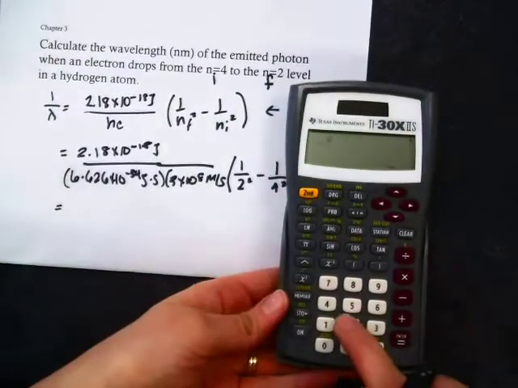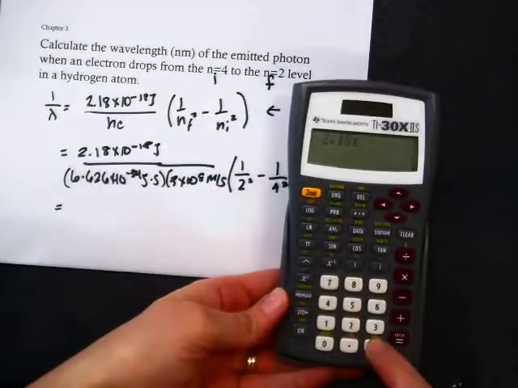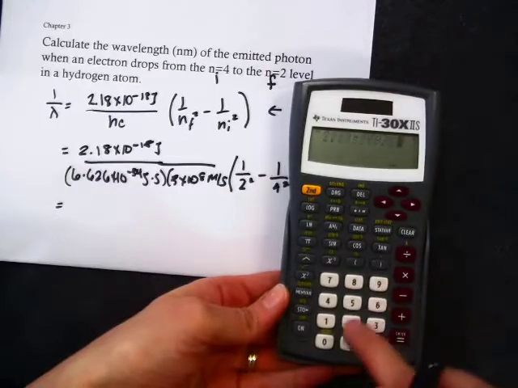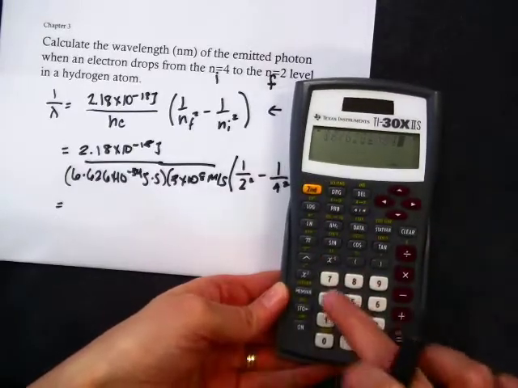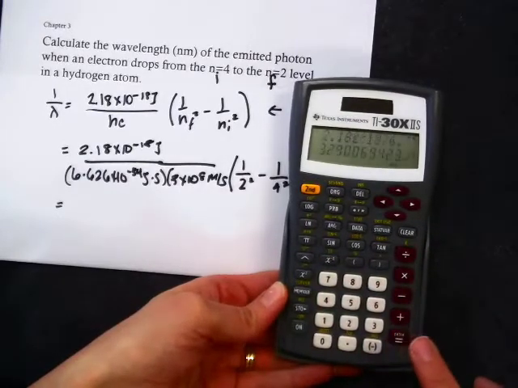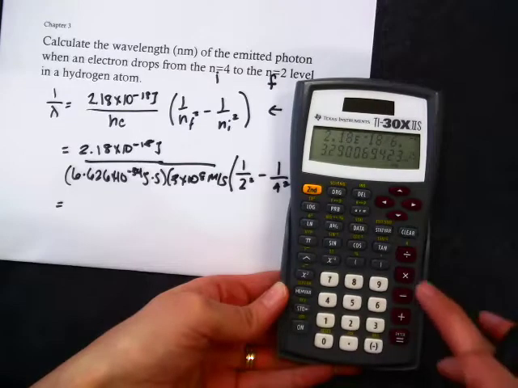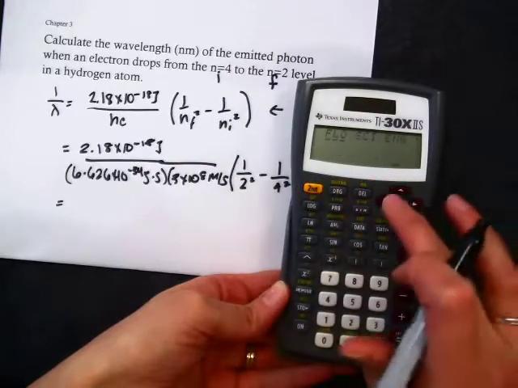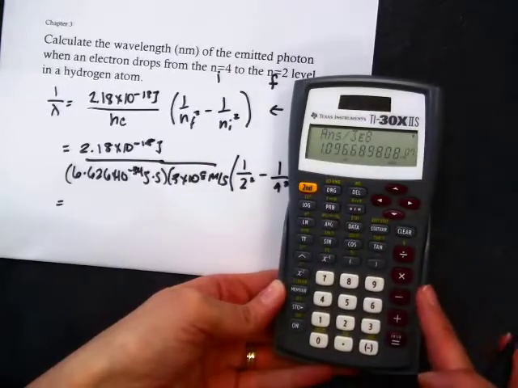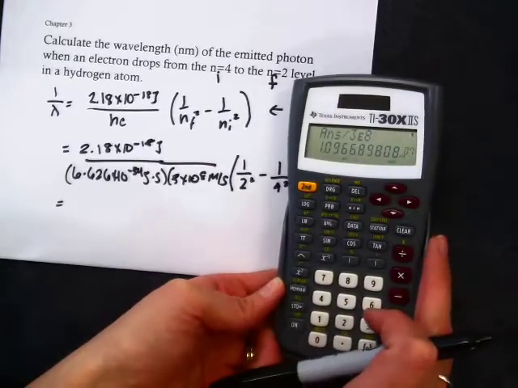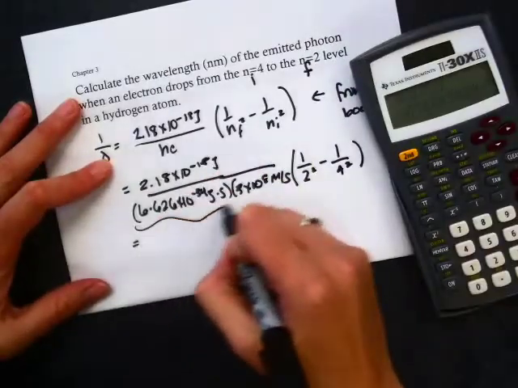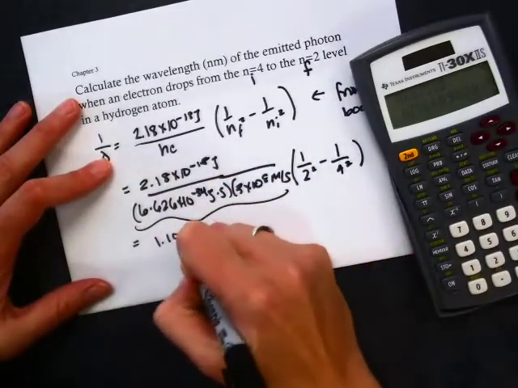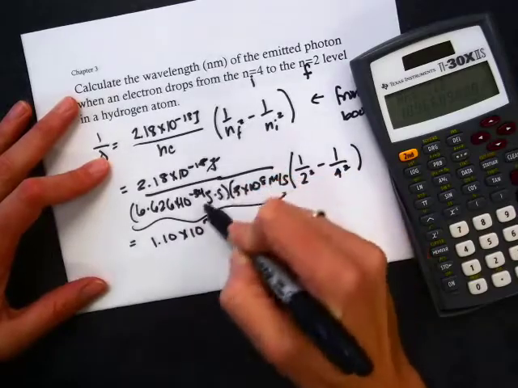Okay, so now the trick is just to put this in my calculator really carefully. If you get to the same answer as me, then whatever you did is okay, even if it's not the same. I'm going to kind of break it down in pieces. So I first took the 2.18 times 10 to the minus 18th and divided it by Planck's constant, and then I divided that by the speed of light. So that's like all those constants at the beginning. 1.10 times 10 to the 7th.